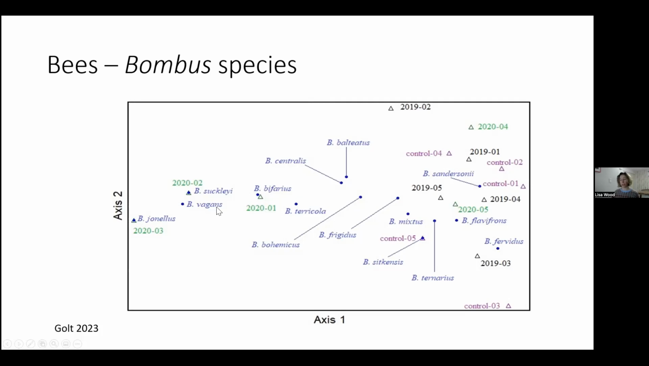Conversely, Bombus vagans, another species of bumblebee, was more associated with blocks that were treated 1 year after. So this just tells us that there's a change in species community composition of insects, and specifically of Bombus species here. There's a number of theories of why that might be.